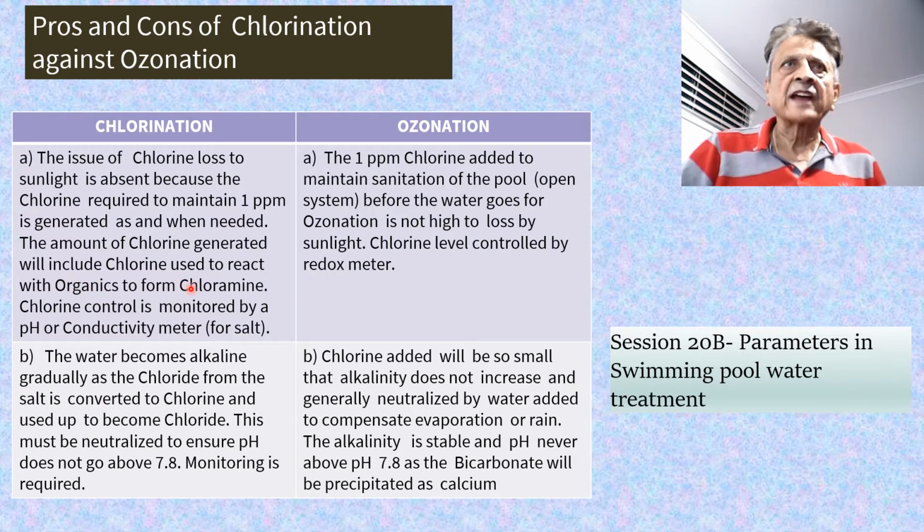So when we add chlorine, we have to take into consideration that a significant amount of chlorine is used up in reaction with the organics, so that we have to continue adding until we obtain at least 1 ppm for the domestic pool, 1.5 to 3 ppm for commercial pools.